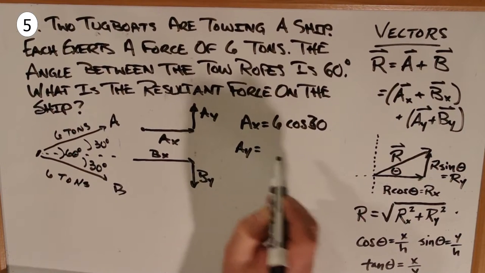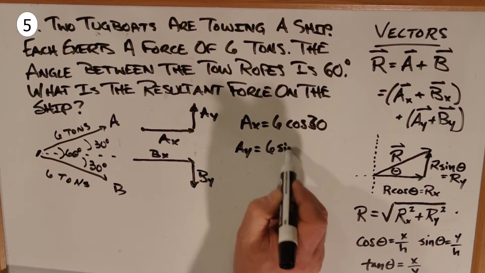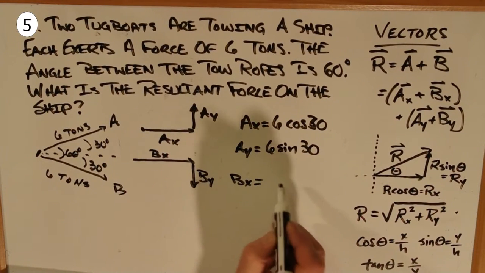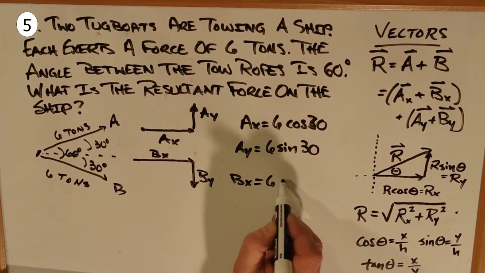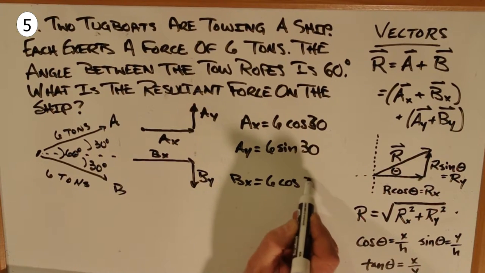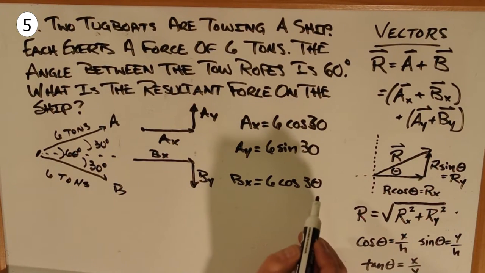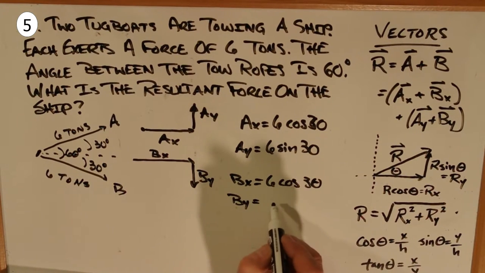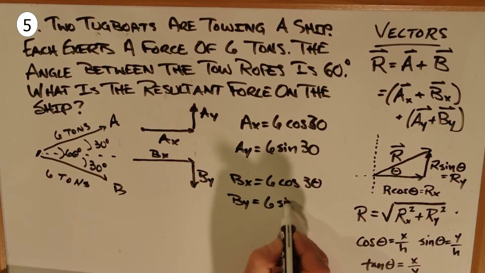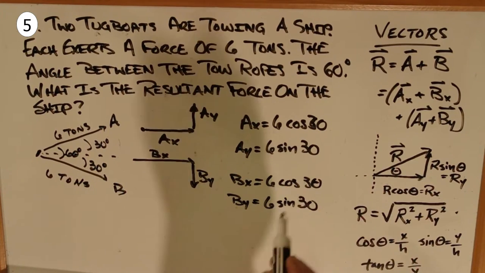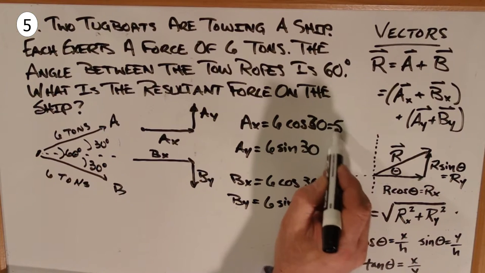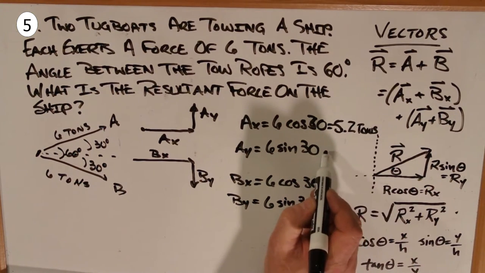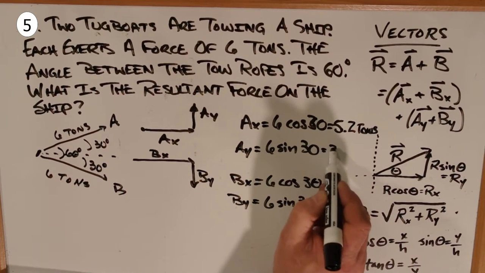A of x is going to equal 6 cosine 30. A in the y direction is going to be 6 times the sine of 30. B in the x direction is going to be the same as A in the x direction, 6 cosine 30. And B in the y direction will be 6 sine of 30. But again, it's in the opposite direction, and so it's going to have numerically a negative value. A of x, 5.2 tons.